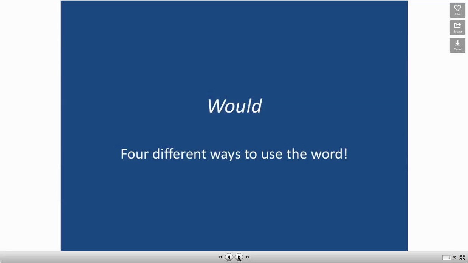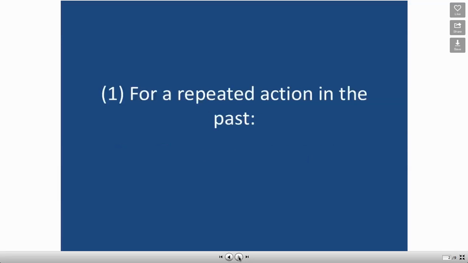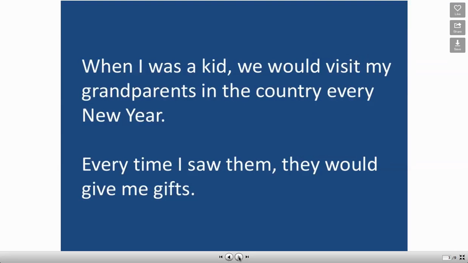We can use would to describe a repeated action in the past. For example, when I was a kid, we would visit my grandparents in the country every New Year. Every time I saw them, they would give me gifts. This is the same meaning as used to.